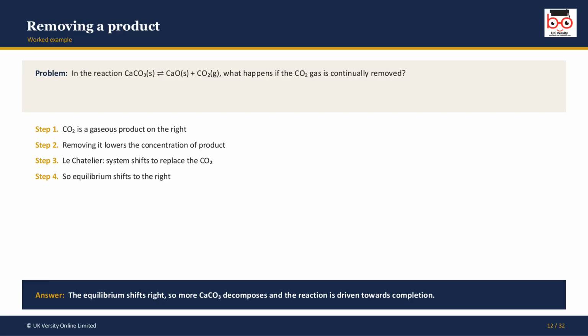In the decomposition of calcium carbonate, which is in equilibrium with calcium oxide and carbon dioxide, what happens if we keep removing the carbon dioxide gas? The carbon dioxide is a product on the right, and taking it away lowers the concentration of product, so the system shifts to replace it. The equilibrium moves to the right, meaning more calcium carbonate keeps decomposing, and the reaction is effectively driven towards completion.